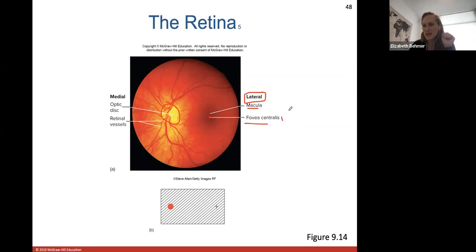The fovea centralis is where you'll have most of your cones. So your eyes will naturally try to move to focus light so it bends or is refracted right on this fovea centralis area.